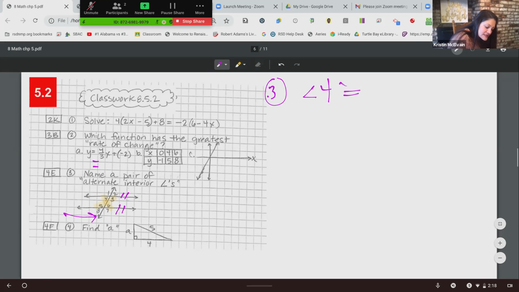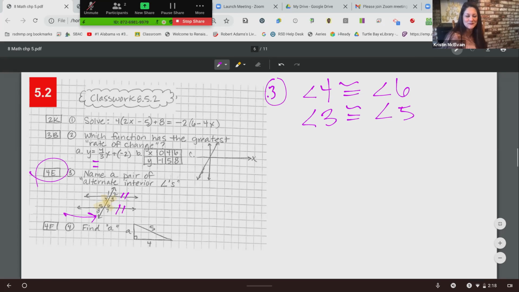Do you guys remember what this little symbol means? Means congruent. So it's pretty much the same as. And that little squiggle means for the most part. All right, but they are equal. And angle 3 is congruent to angle 5. Right? And of course, that is over in 4E in your red resource folder.